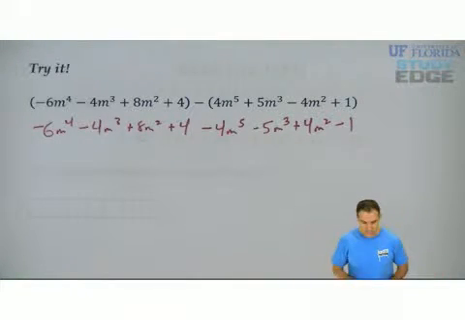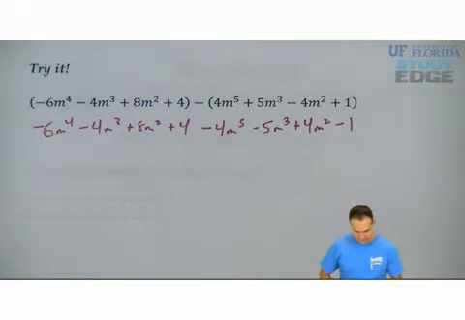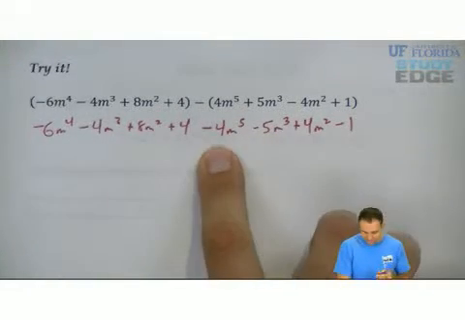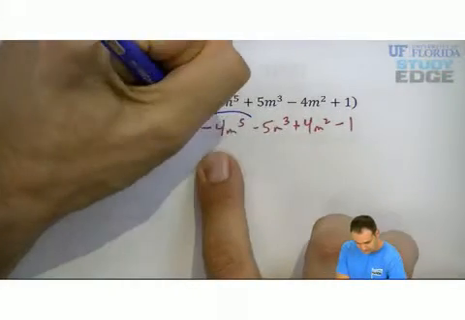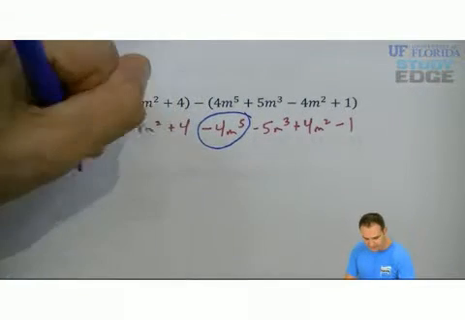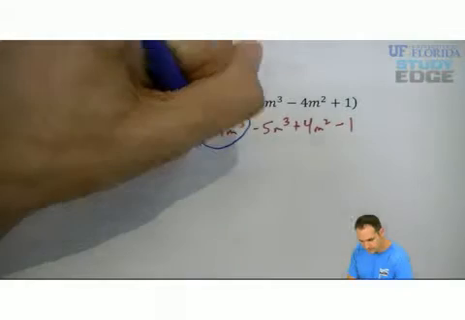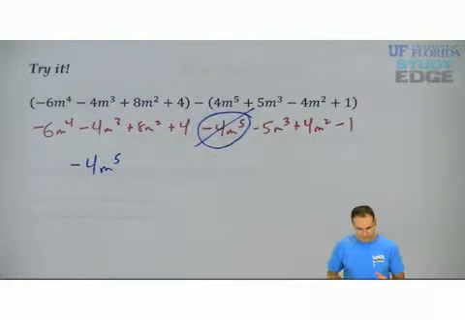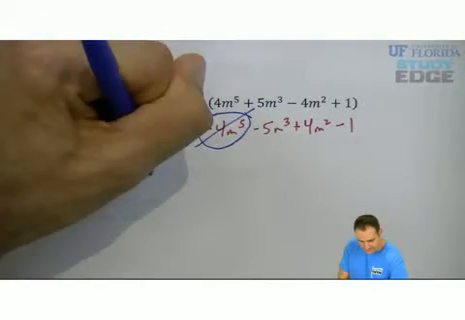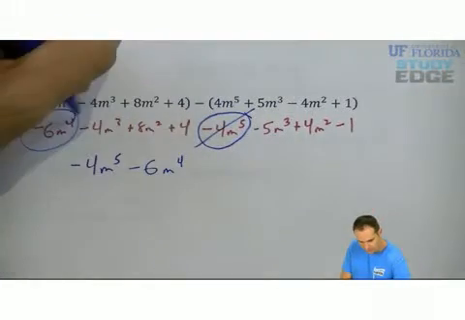And now we combine. Let's see what we got here. Highest power, where are you? Highest power, 4, 3, 2. That's a constant. 5, 3. There we are. Negative 4m to the fifth power is the highest one. Nothing to combine there, so I just rewrite it. There we go. Next up, do I see a fourth power? Right there. No other fourth power, so I would just bring that down. Minus 6m to the fourth.